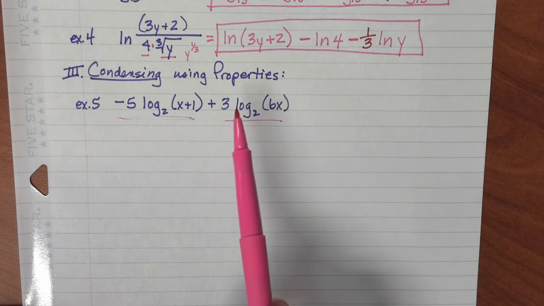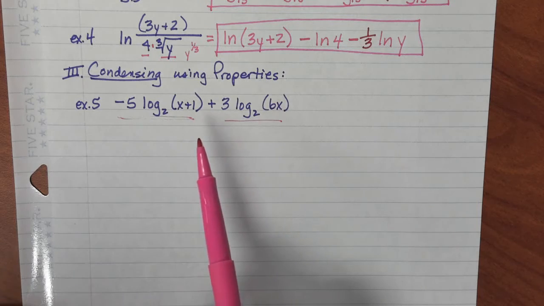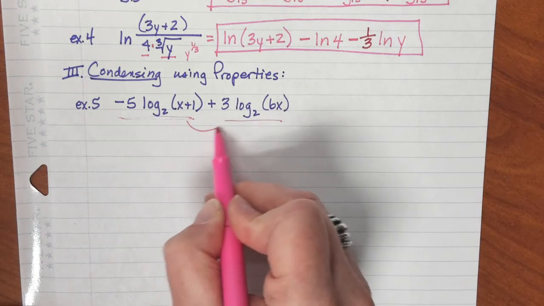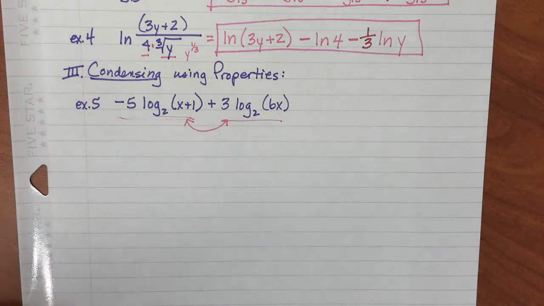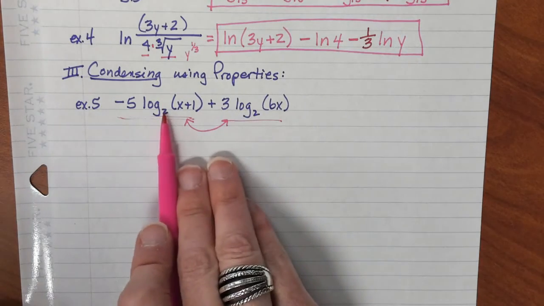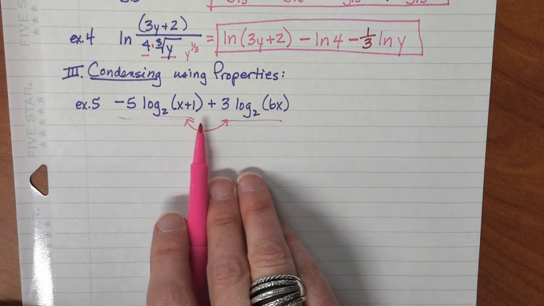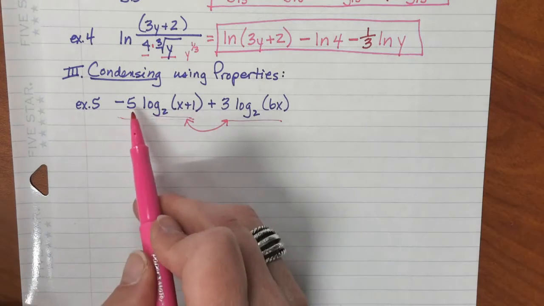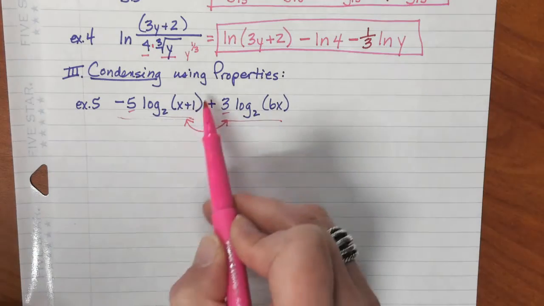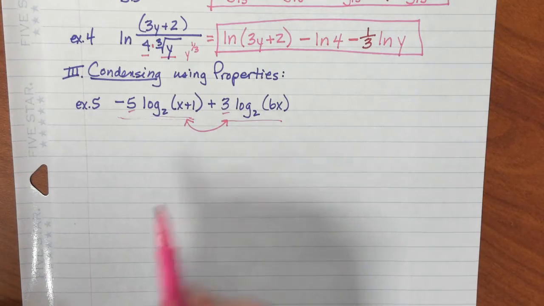Well, I know that if I have a difference of terms, I can write them as a quotient. So the first thing I'm going to do is swap them. I'm going to put the 3 log base 2 6x first, minus the 5 log base 2 of x plus 1. Then I also notice I have a 5 and a 3 in front. I'm going to rewrite those as the exponents. So I'm going to do a couple things in one swap here.